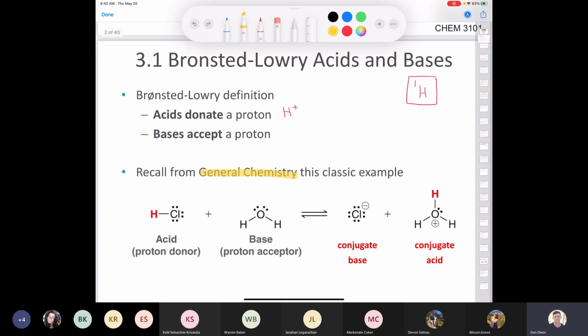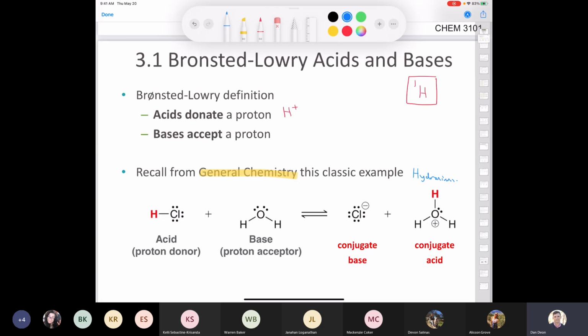So if you have HCl, which is a proton donor, it's going to donate that proton to water, which will behave as a base. Water can behave as a base or an acid depending on the situation, but here it's accepting a proton, so it's behaving as a base. Then you're left over with a chloride ion, which is a conjugate base, and you're left over with hydronium, H3O plus. You should remember that that's called hydronium, which is the conjugate acid.